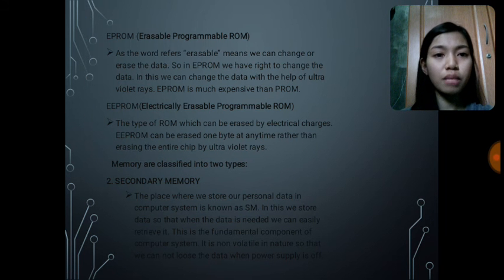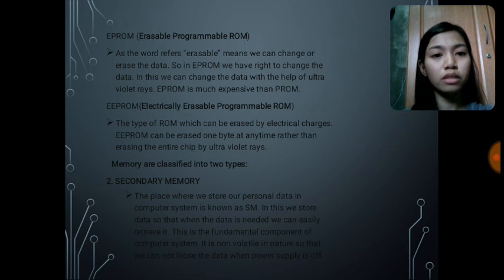EPROM, Erasable Programmable ROM. As the word refers, erasable means we can change or erase the data. And the EEPROM, Electrically Erasable Programmable ROM, is the type of ROM which can be erased by electrical charges. EEPROM can be erased one bit at a time rather than erasing the entire chip by ultraviolet rays.